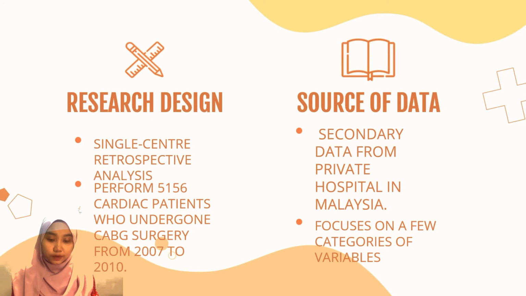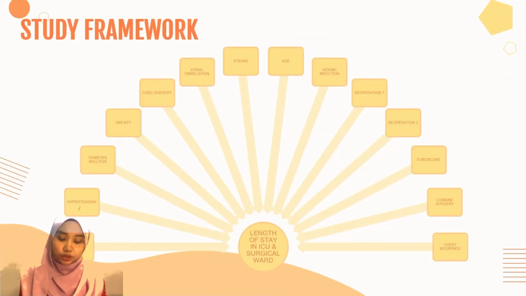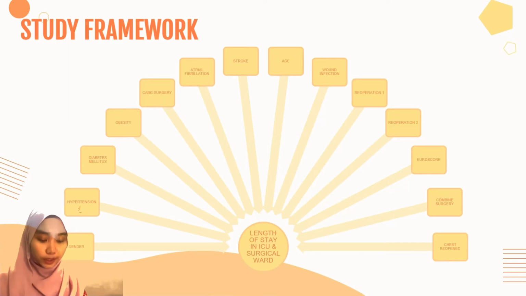A single-center retrospective analysis was used in this study. The analysis was performed on 5,156 cardiac patients who underwent CABG surgery from 2007 to 2010. This analysis also used secondary data. The study focuses on a few categories such as gender, age, hypertension, and plenty more. This is a study framework which shows the relationship between the independent variables and the dependent variable.